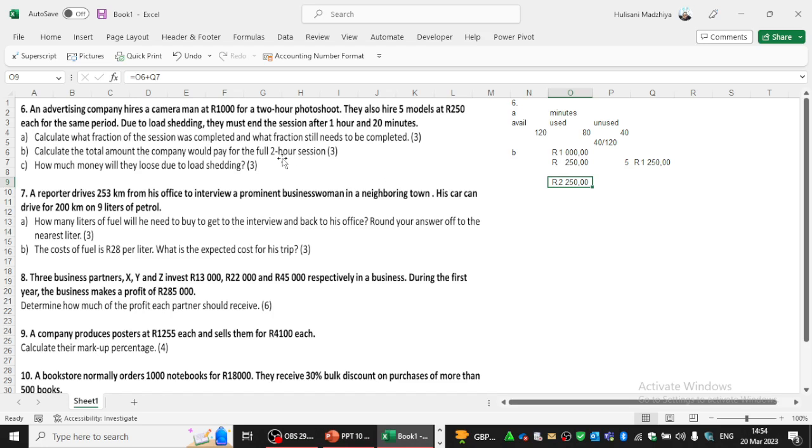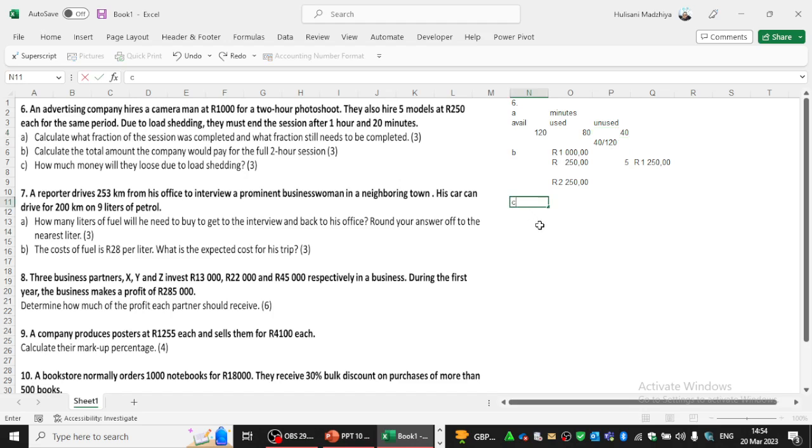So if there was load shedding and they ended the session at 1 hour 20 minutes, 1 hour 20 minutes is equivalent to 80 minutes. So meaning that they didn't use the 20 minutes to make sure that they end the session at 2 hours due to load shedding. So it says, how much money will they lose due to load shedding? So they've lost money that they've paid for that 40 minutes.